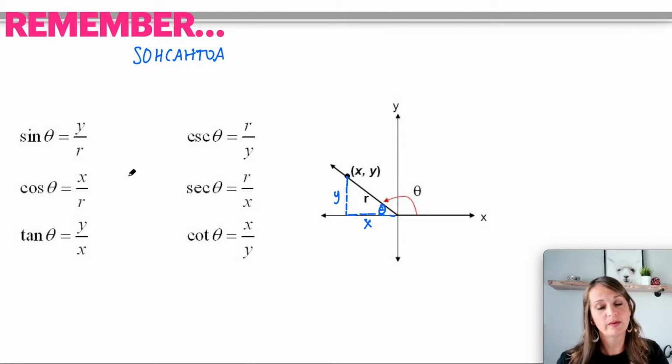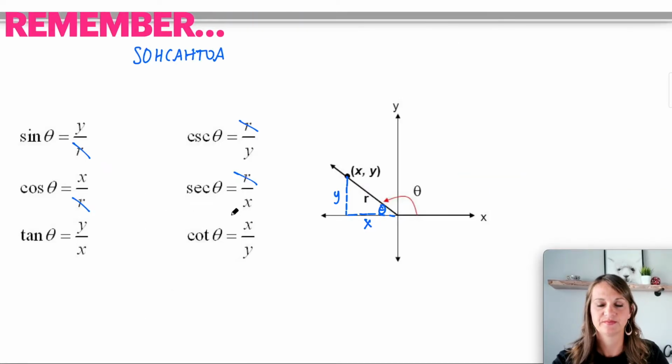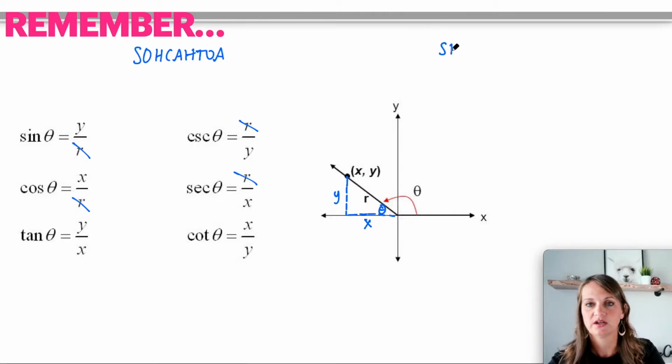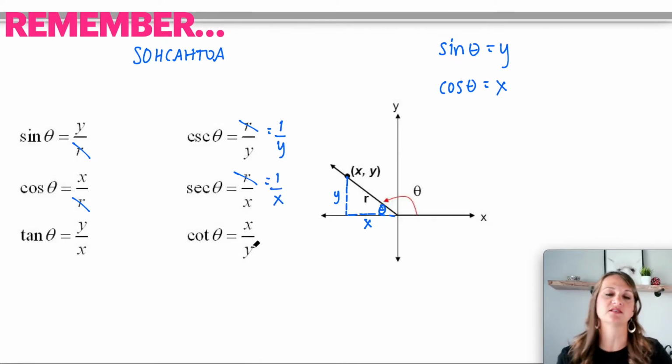But here's what's really cool about the unit circle. We know that r is 1. So therefore, anywhere you see r, it is the number 1. So I can actually say that sine of theta is your y value. Cosine of theta is your x value, and then tangent is y over x. And then cosecant is going to be 1 over y, secant is going to be 1 over x, and then cotangent is going to be x over y.